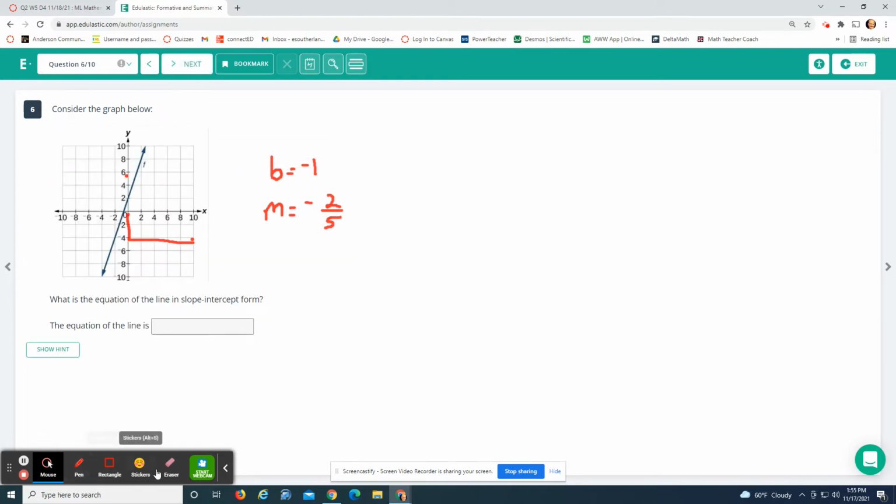Same thing on this one. It wants us to find the b and the slope, the y-intercept and the slope. So the b is right here. It crosses at 2.